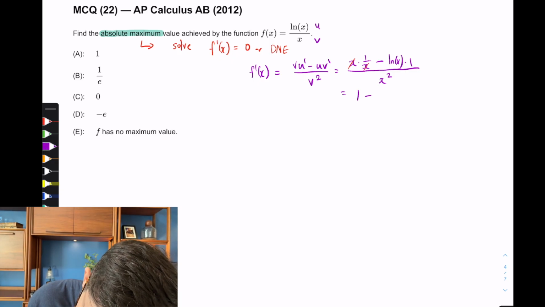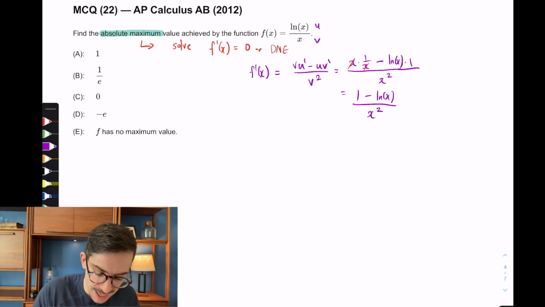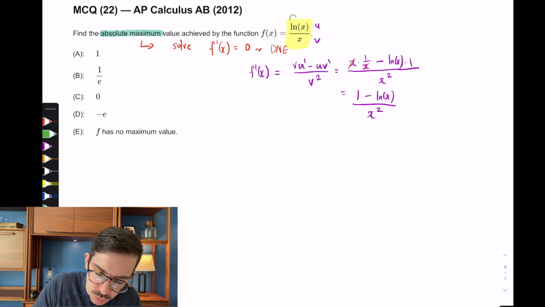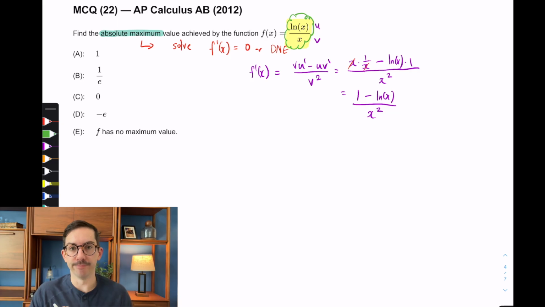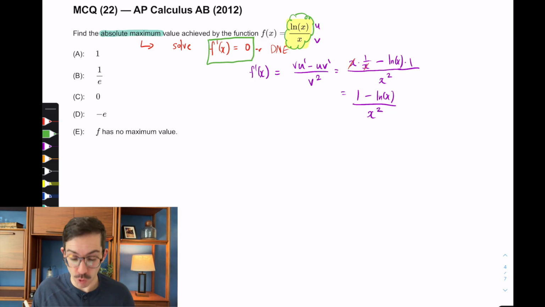So I'll get 1 minus ln x over x squared. Now, this rule for f prime exists for every x in the domain of the function I started with. You might be worried about dividing by 0 or taking log of a negative value, but you can see I wasn't allowed to do either of those things in the original function. So this derivative will always exist. So the only thing I need to worry about is when it is equal to 0.